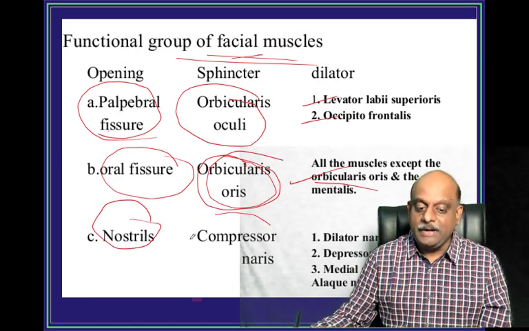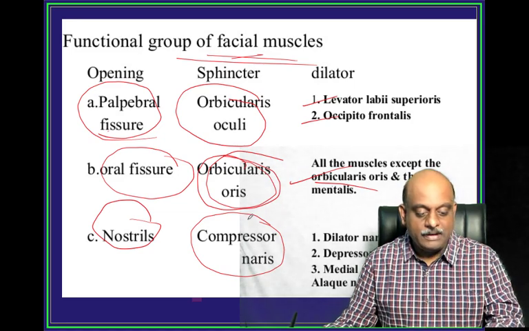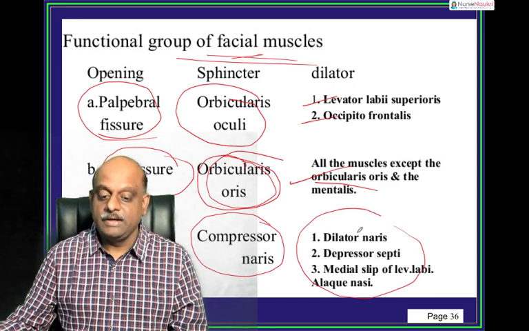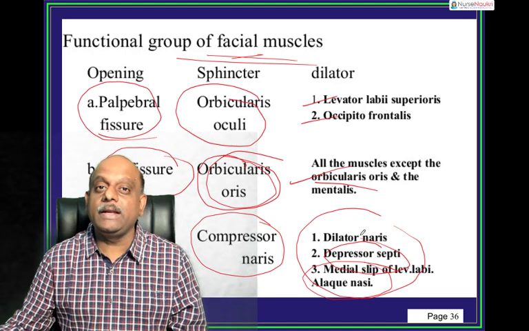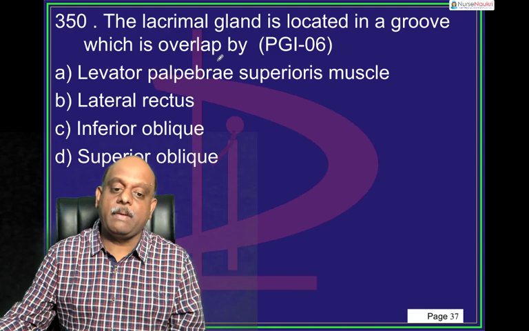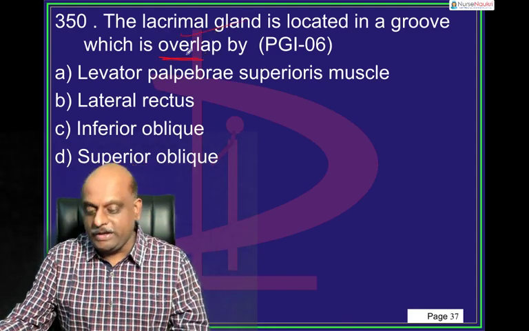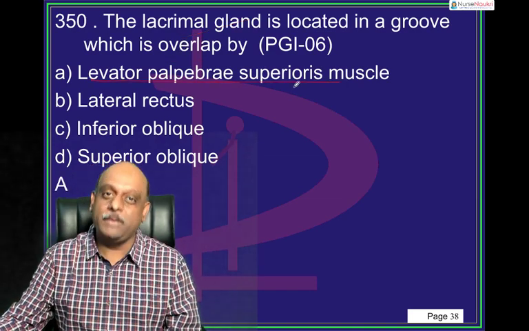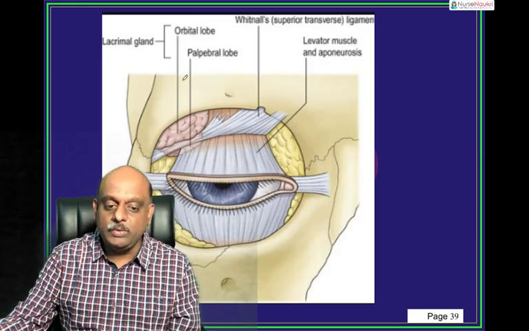Nostrils, the sphincter is compressor naris, whereas the dilator naris, depressor septi and levator labii alaeque nasi are all considered to be the dilators, is what you need to remember. Where is the lacrimal gland located? It is typically located in the groove which is overlapped by the levator palpebrae superioris, is what you need to remember. So this is very important to recognize, doctors.